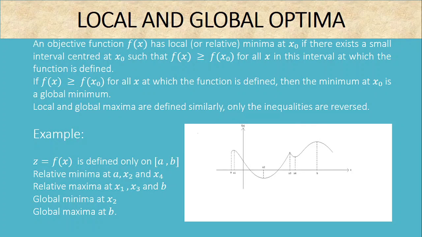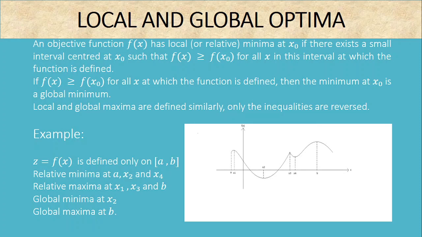Now first come to local and global optima. An objective function f(x) has a local minimum at x naught if there exists a small interval centered at x naught such that f(x) is greater than or equal to f(x naught) for all x in this interval at which the function is defined. And if f(x) is greater than or equal to f(x naught) for all x at which the function is defined, then the minimum at x naught is a global minimum.